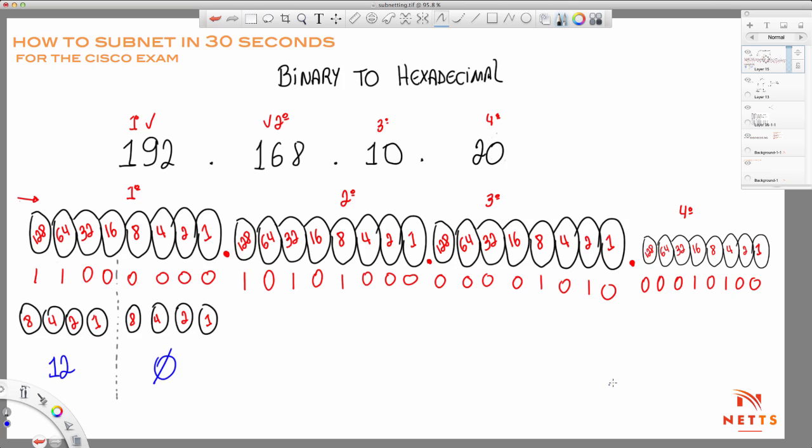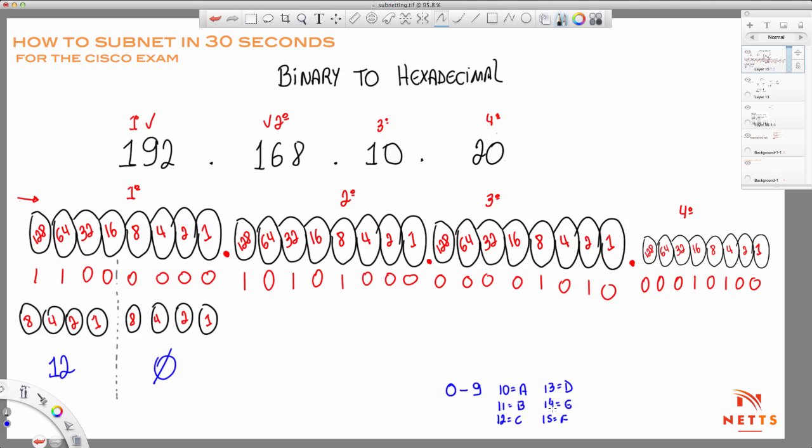Hexadecimal gives me the numbers from 0 to 9. When I need to represent the number 10, I use the letter A. The number 11 is the letter B. The number 12, the letter C. The number 13, the letter D. The number 14, the letter E. And the number 15, the letter F. That's how I can convert from binary to hexadecimal.